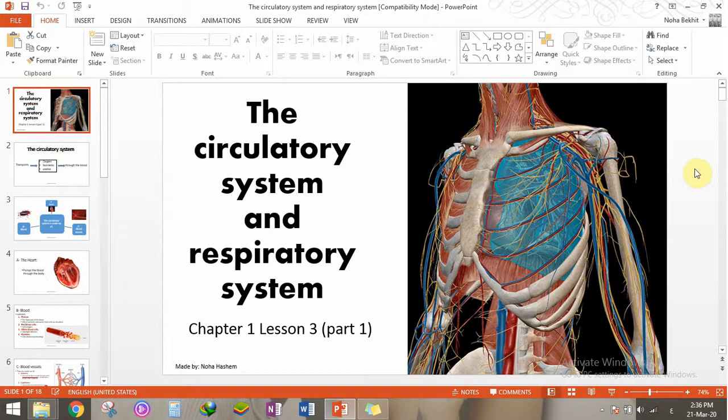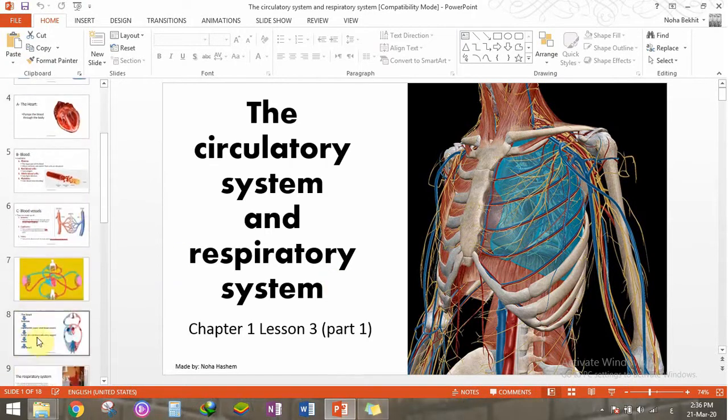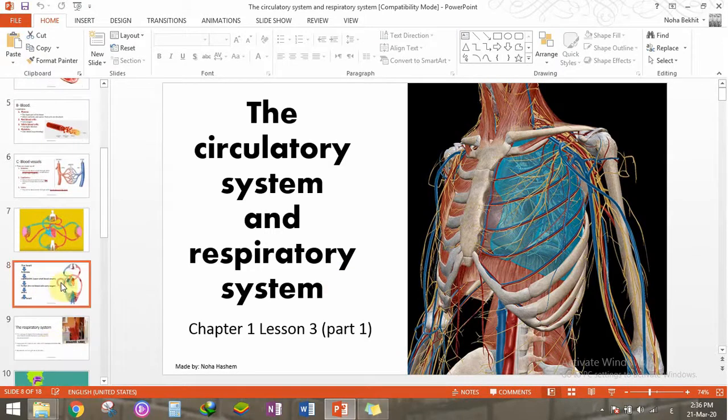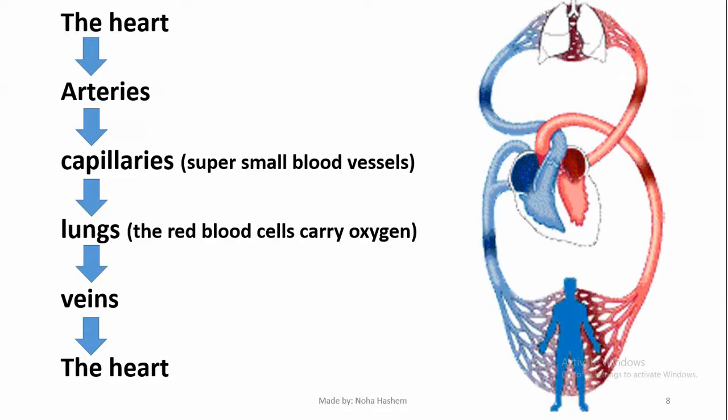We'll talk about the respiratory system because we had a previous video about the circulatory system, and you learned from the previous video how connected the circulatory system and the respiratory system are, and that the circulation of the blood depends mainly on the lungs and the heart for its function.